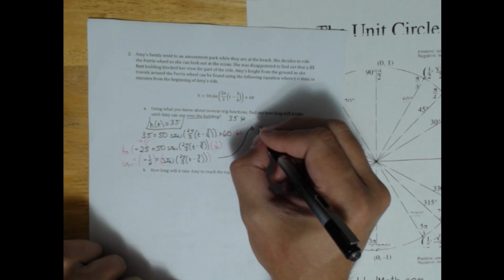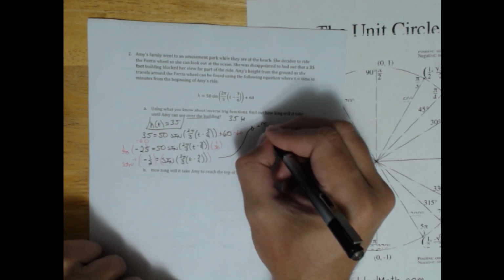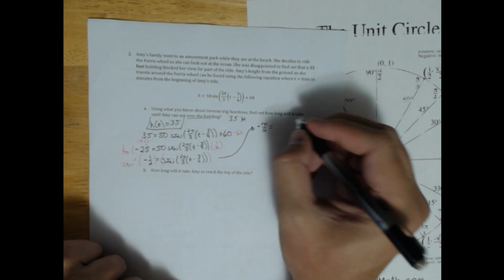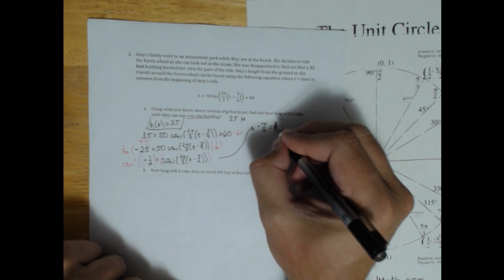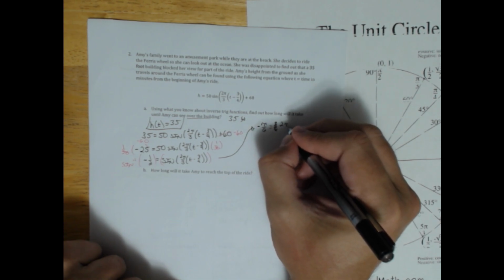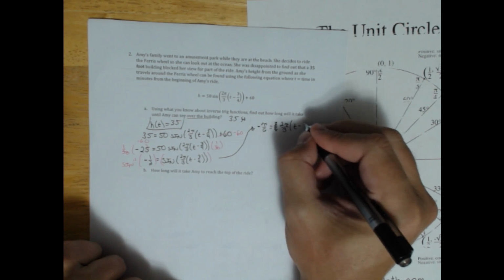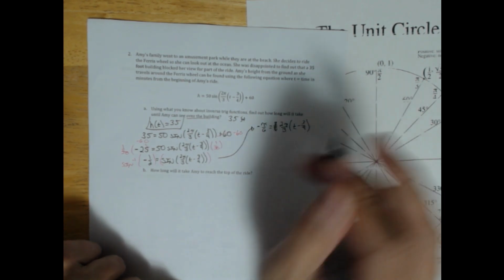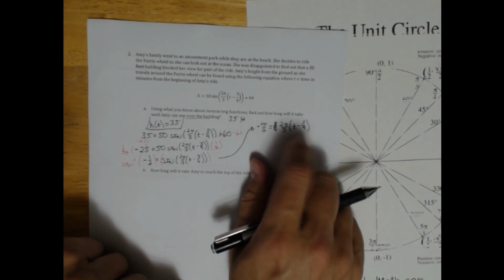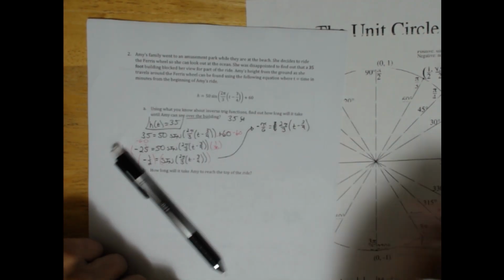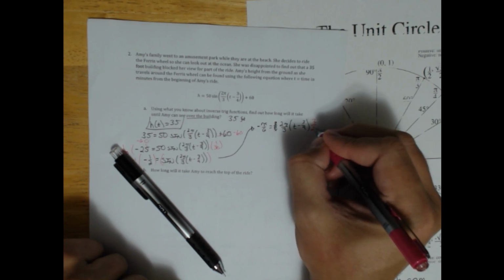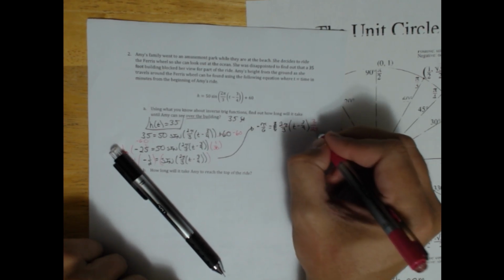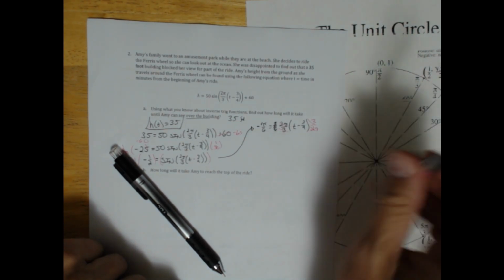We get negative pi over 6 is equal to 2 pi over 3, open parentheses, t minus 3/4. Don't need that parentheses anymore. If you don't like that, you can distribute. I prefer not to distribute. I prefer to, again, multiply by the reciprocal to cancel out the 2 pi and the 3.